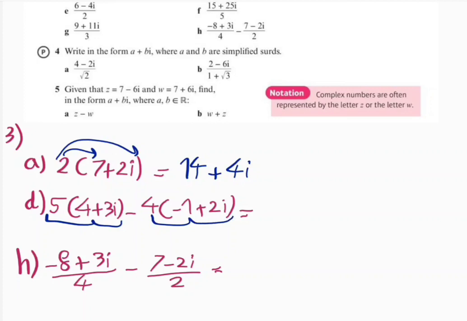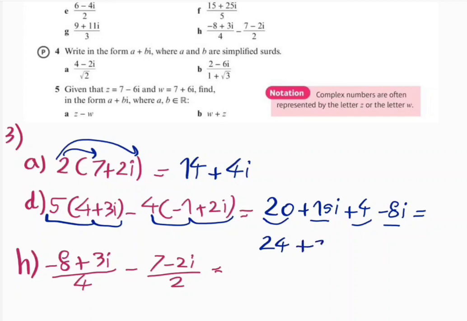So 5 times 4 is 20, 5 times 3i is 15i. Minus 4 times minus 1 is plus 4. Minus 4 times 2i is minus 8i. And now 20 plus 4 is 24, and 15i minus 8i is plus 7i.